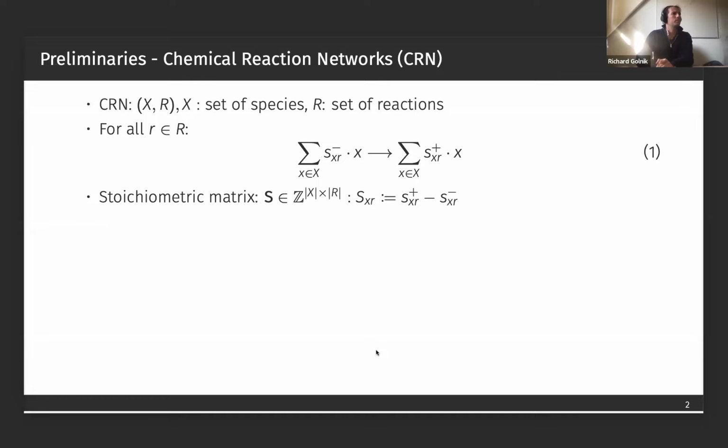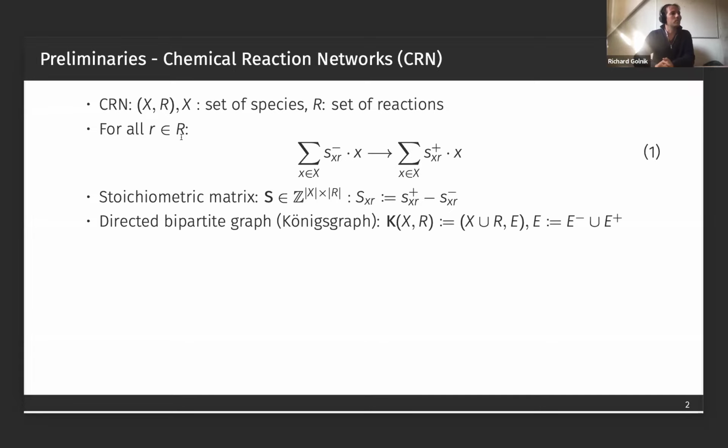Whenever somebody talks about chemical reaction networks, there are different ways of thinking about them. For us, this is a set of species and a set of reactions. For each of these reactions, we can write a stoichiometric equation in that way. Then we can arrange the stoichiometric coefficients in a stoichiometric matrix, and we get one representation of the chemical reaction network. But we can also get another representation.